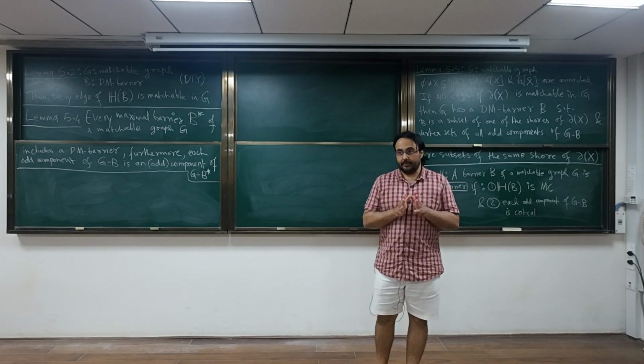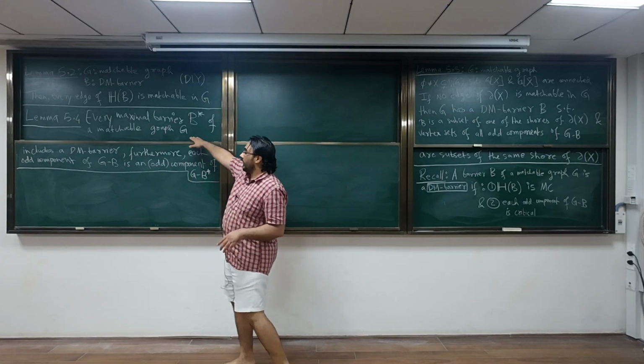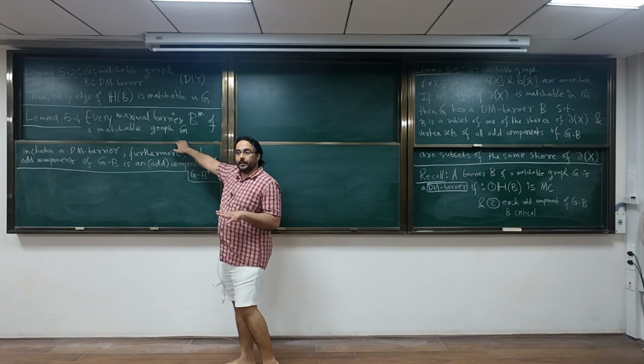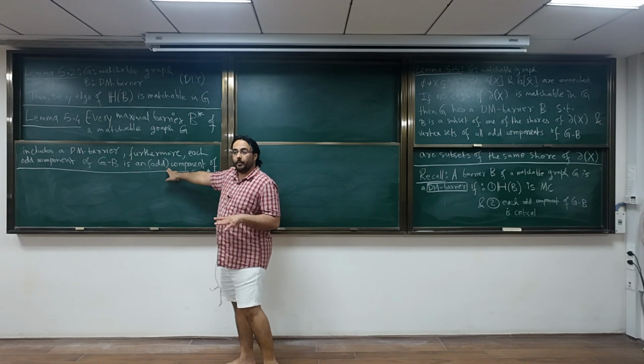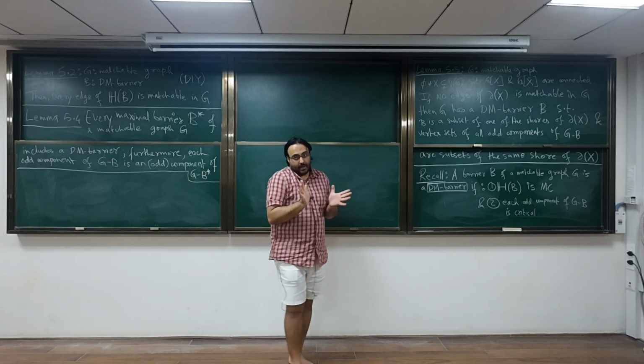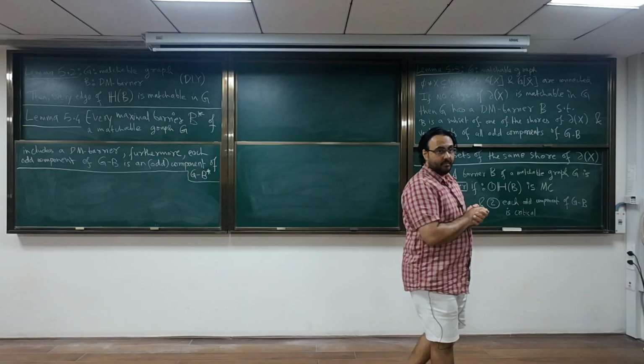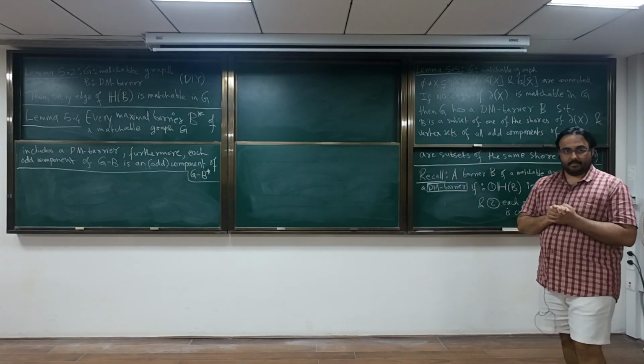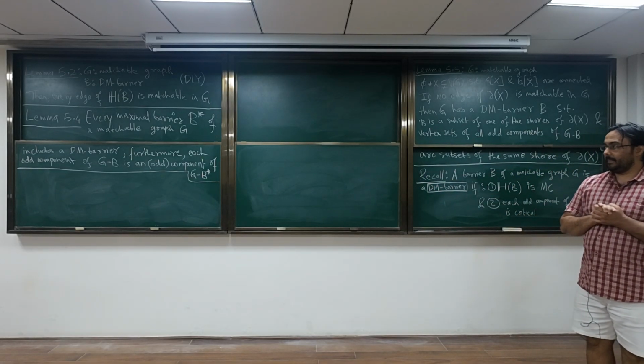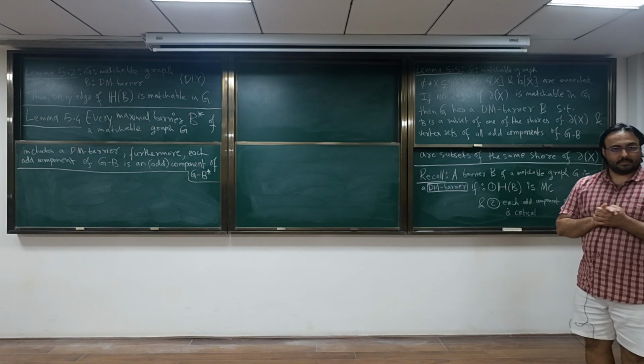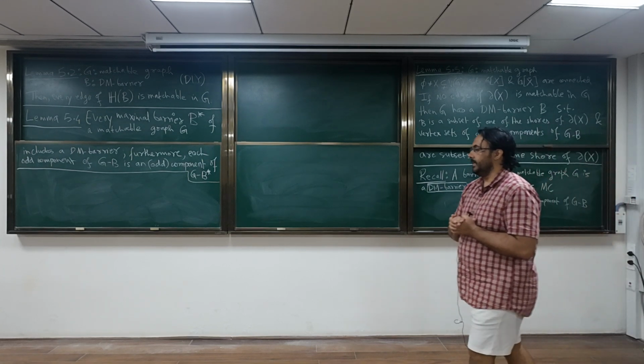So therefore we will start with a maximal barrier and we will show that it includes a Dulmage-Mendelsohn barrier with this additional property. And if we do that, then we are good. Questions, concerns, all good? Okay.